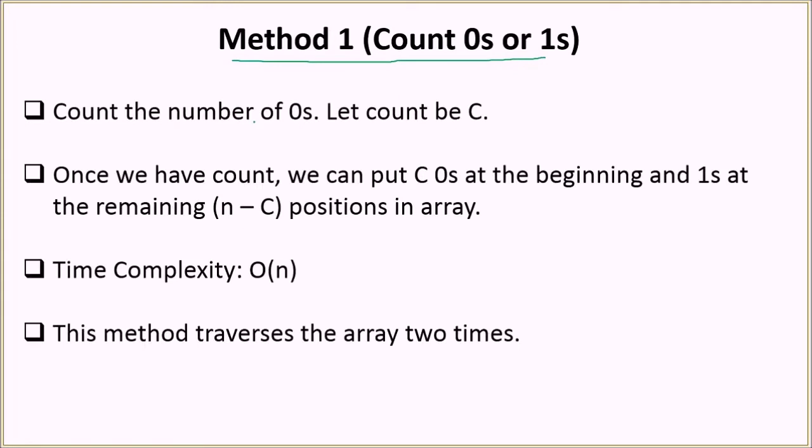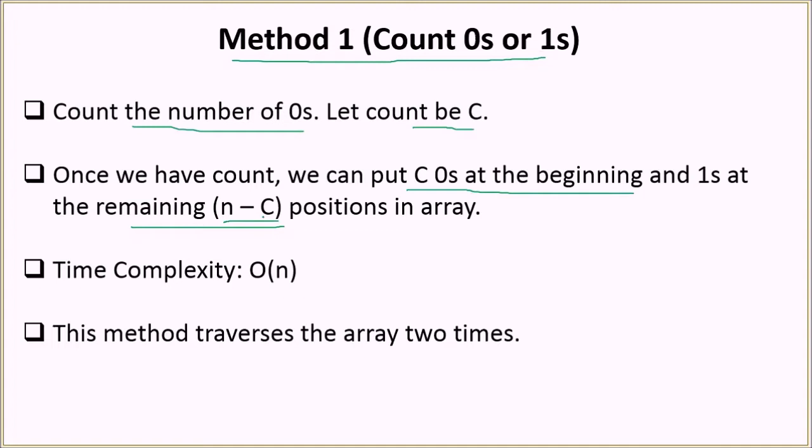Okay, so let us look at the methods to solve this problem. The first method is to count zeros or ones. In this solution, basically, you will be counting the number of zeros. Let us say that the number of zeros is C. Once we have the count, we can put C zeros at the beginning and then ones at the remaining places. That would be n minus C.